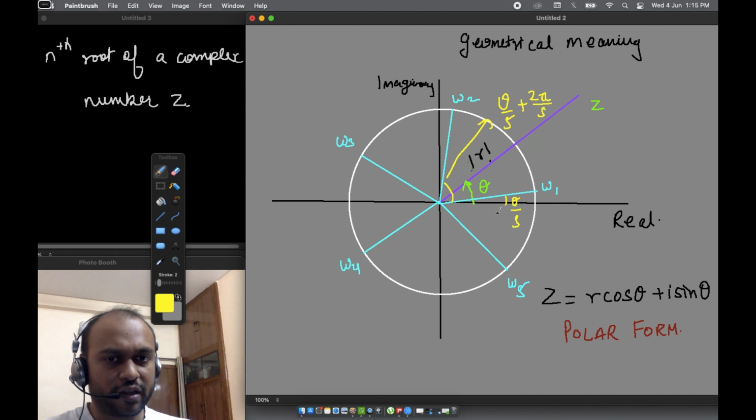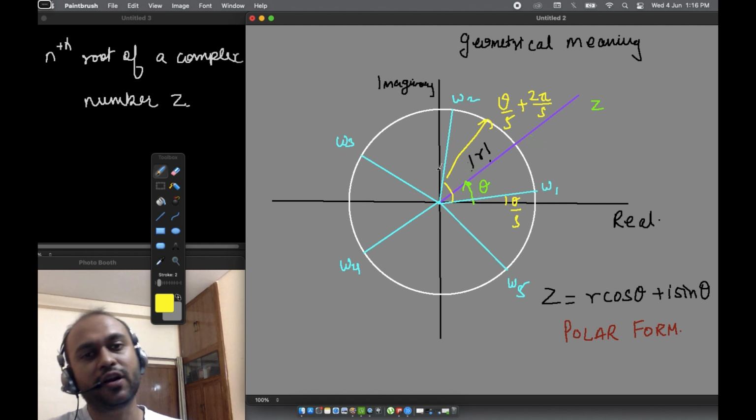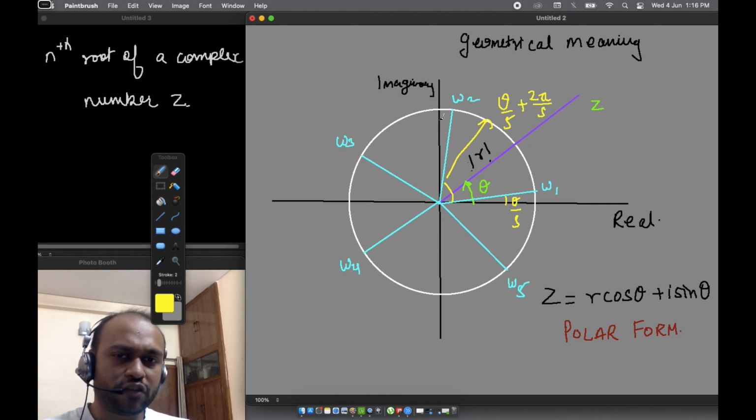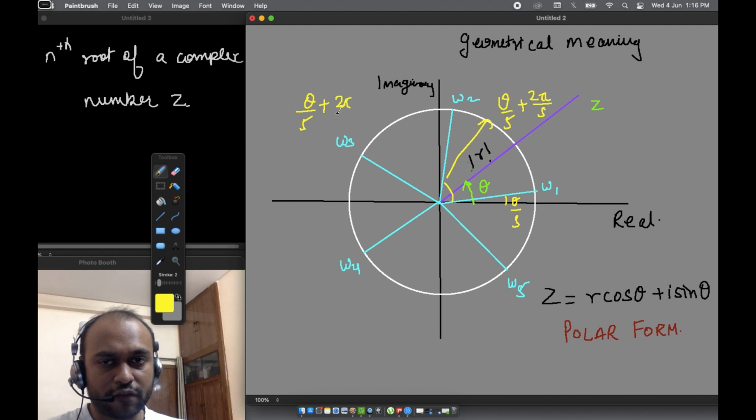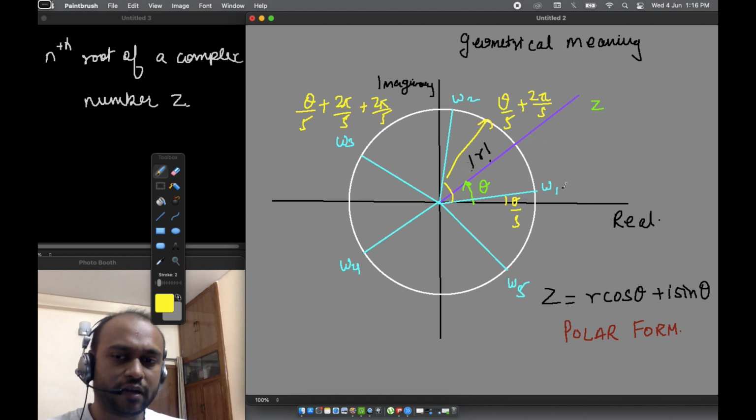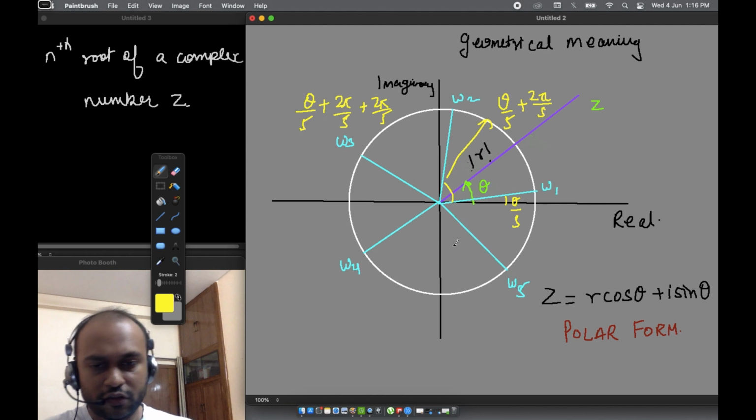So you just basically rotated, or you can say you have shifted W1 to W2 by going further an angle by that much, right? So similarly, once you reach here, you can add again 2 pi by 5 to reach here. So the geometrical connotation becomes this: this one was theta by 5 plus 2 pi by 5, this one will be W2 plus 2 pi by 5, right? Further 72 degrees further anti-clockwise like that. And this is first the geometrical interpretation.